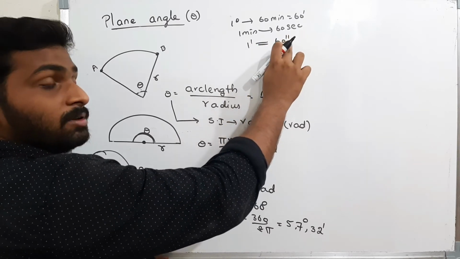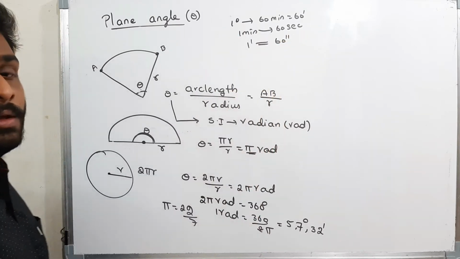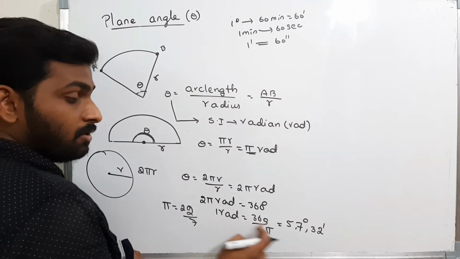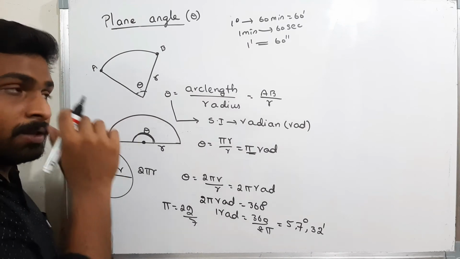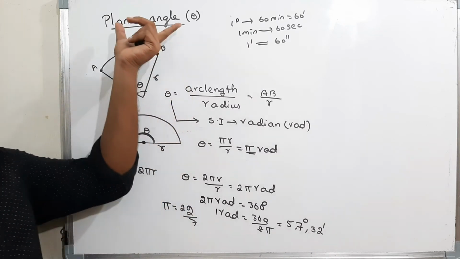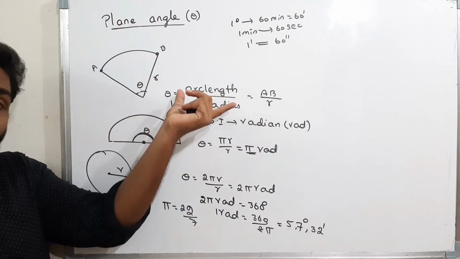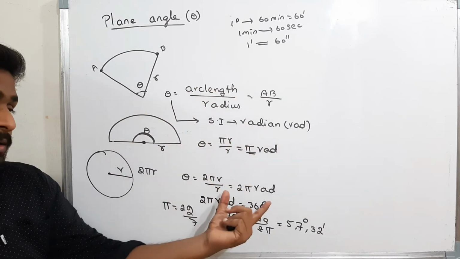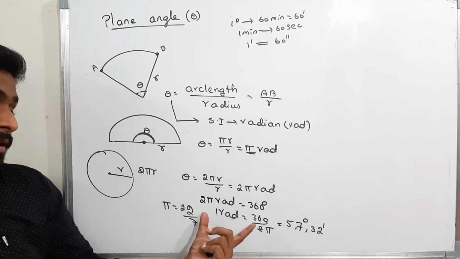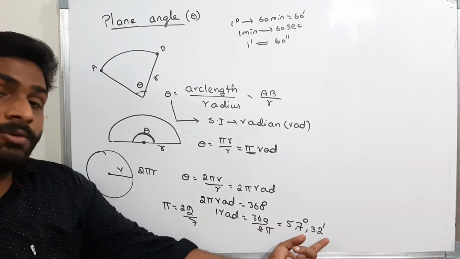That is seconds, means double dash. Therefore, 1 radian is equal to 57 degrees 32 minutes. Please remember this. Okay, I got the angle, plane angle. The formula for plane angle is arc length by radius. The SI unit is radian. The maximum angle is 2 pi. And 1 radian is equal to 57 degrees 32 minutes.